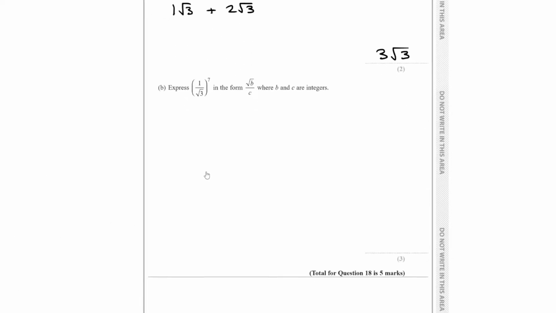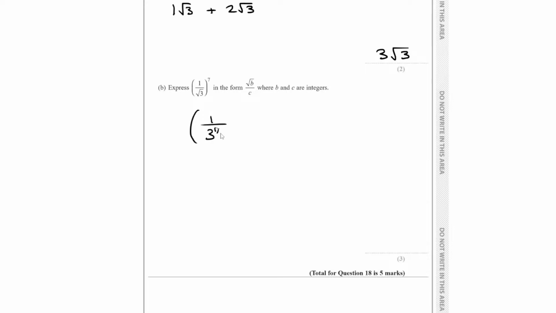Now, part B, I think, is the harder one. So, express 1 over root 3 to the power of 7 in this format. Obviously, we don't have a calculator, so I think there's different ways to do this. The way that I looked at it was converting, you know how a square root, you can convert it into a power? So I could convert it into a fractional power. That's what I did. I feel like you could probably do it a different way though.